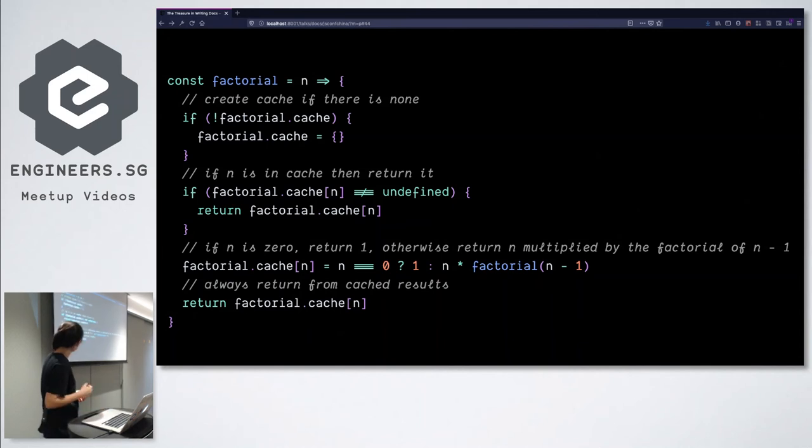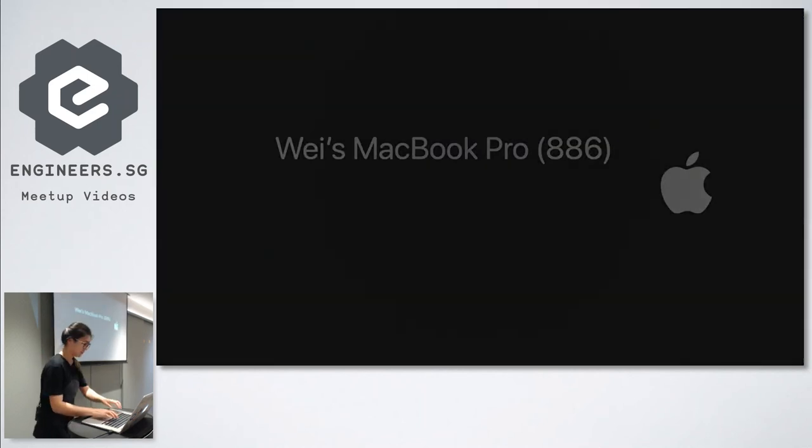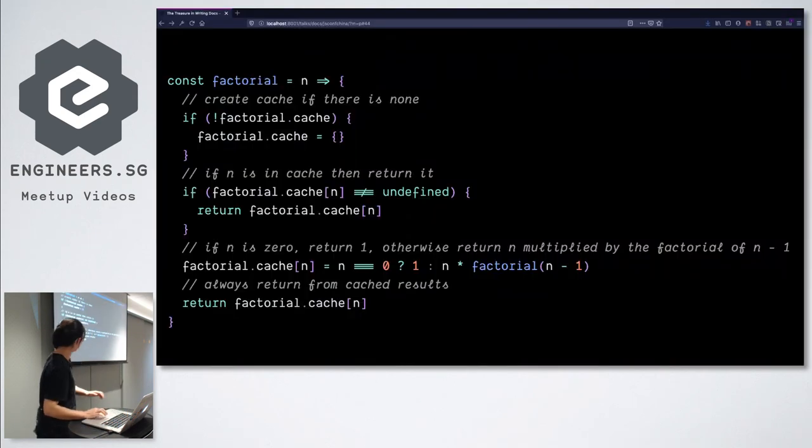And then the second comment says if n is in cache, then return it. And then the code is saying the exact same thing. I'm not going to read the third and the fourth lines because they're all just a sounding board of what the code is doing.